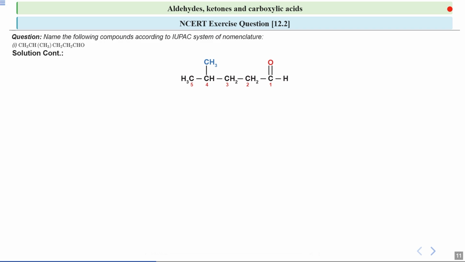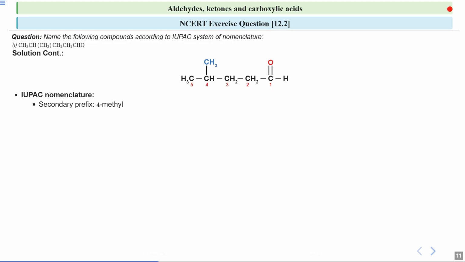So first, see over here, I have selected the longest carbon chain and have numbered that longest carbon chain. So this is the longest carbon chain, and I have numbered it in such a way that this carbonyl carbon gets the least number. That is, it gets the first number. That is 1, 2, 3, 4, 5. So now let's see the IUPAC name.